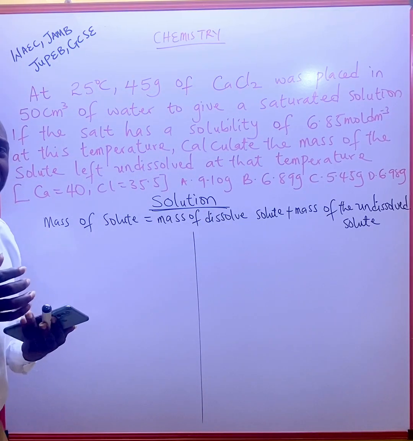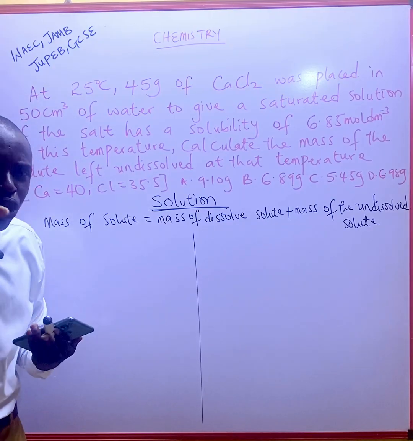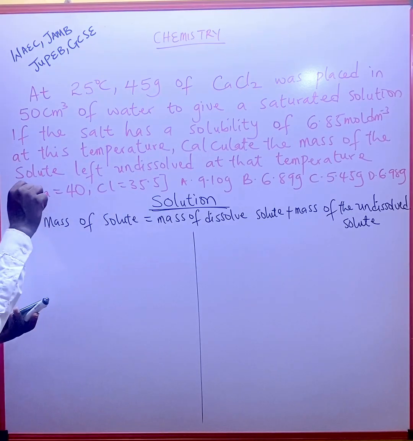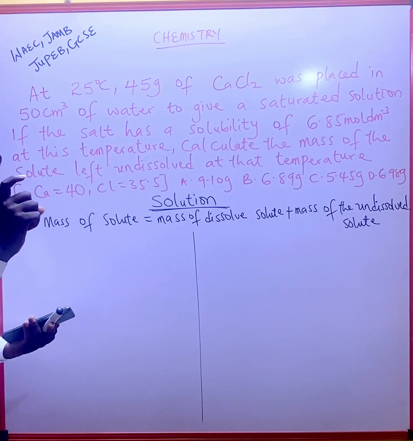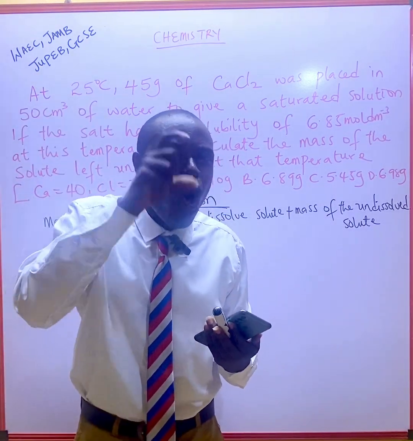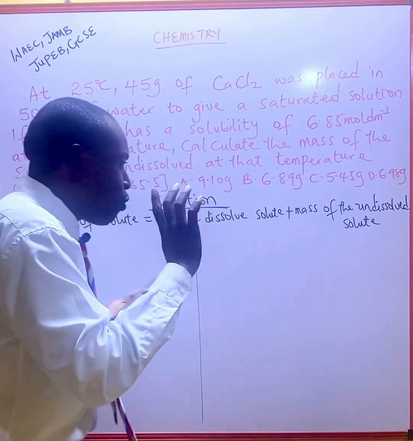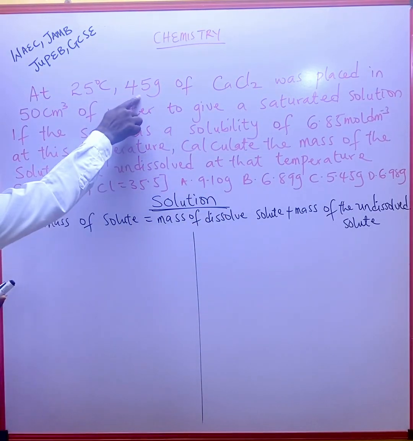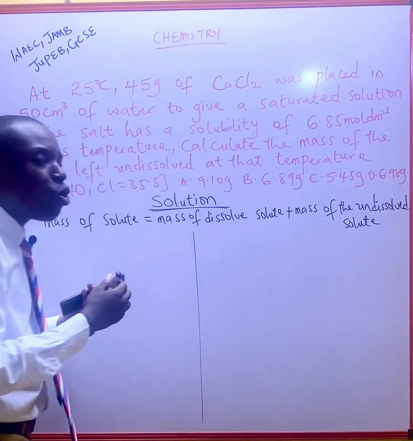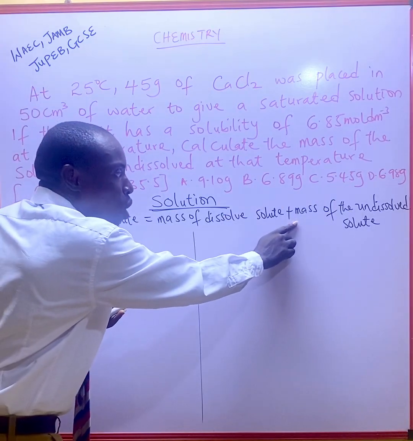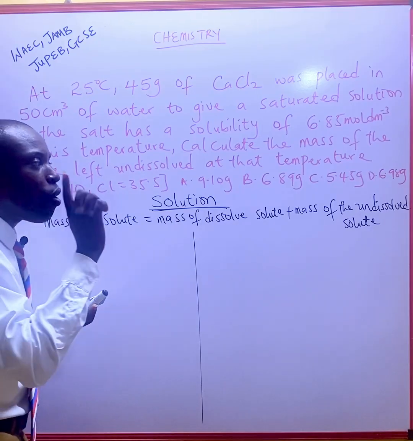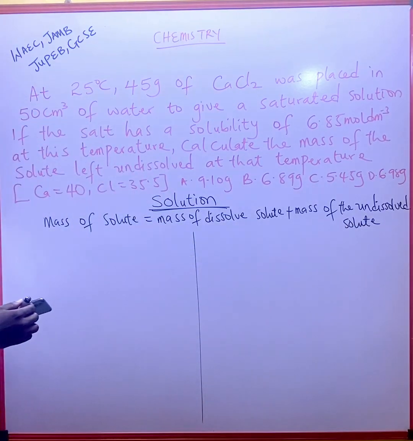Now, before I start to give you the shortcut to solve this question, we need to understand that there's a formula to calculate for any question that involves the mass of an undissolved solute. The formula is: mass of the solute, which you are always given, is equal to mass of the dissolved solute plus mass of the undissolved solute. And in this case, we are looking for the mass of the undissolved solute. It's very simple.